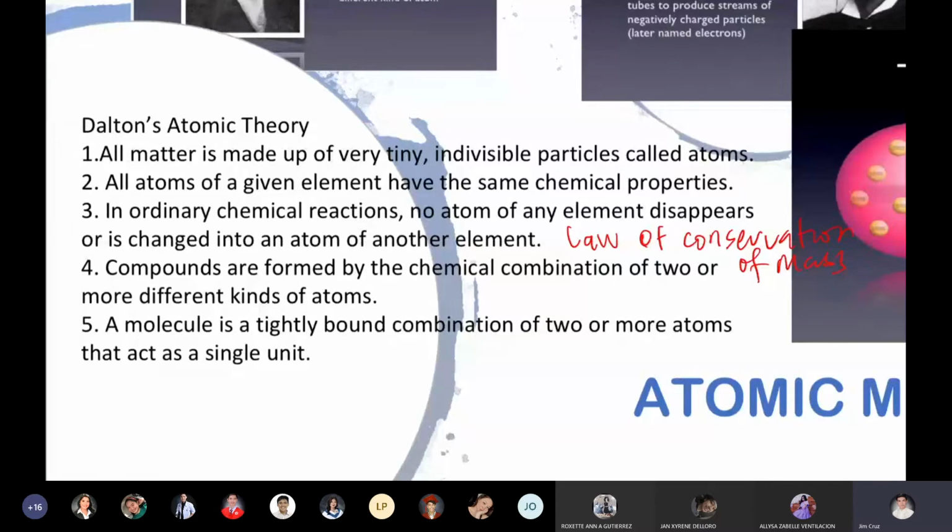So, that's the general idea, no? But, still remember, no, that wala namang nawawalang atoms. Wala rin na dadagdagan, no? Still the same number of atoms before and after the chemical reaction.